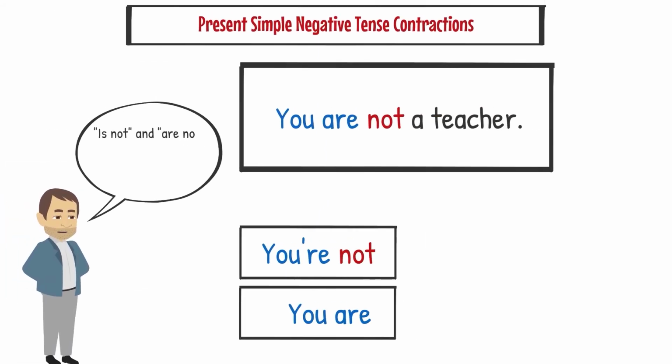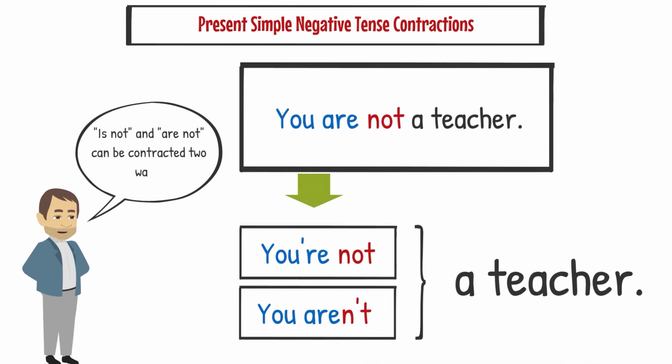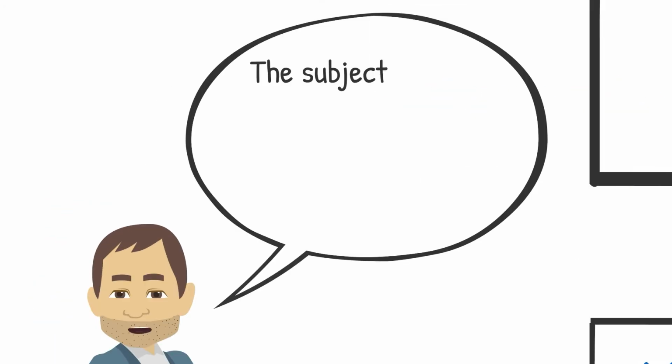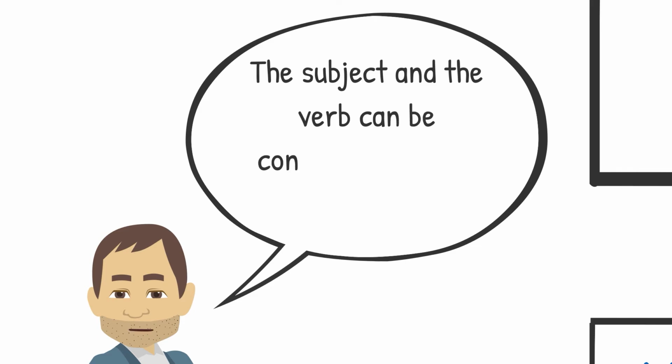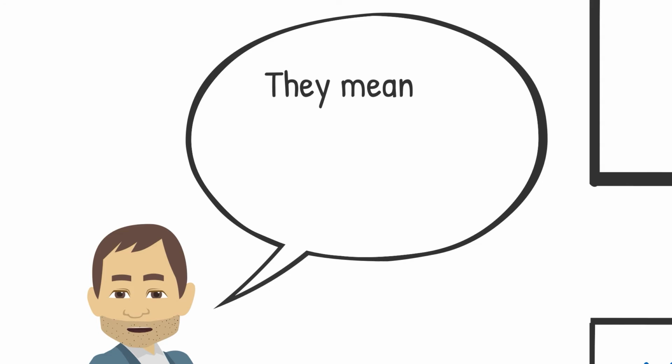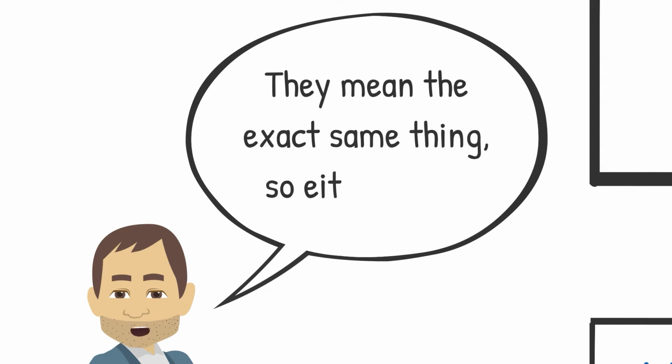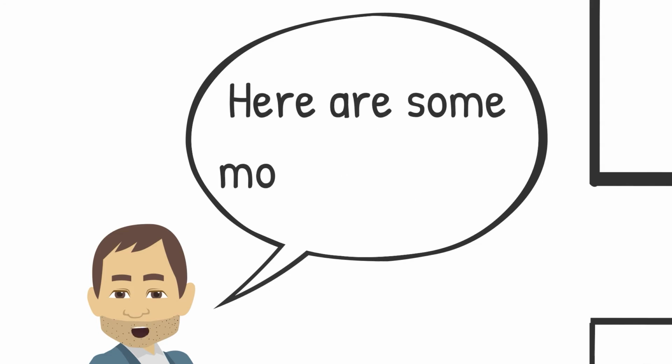Is not and are not can be contracted two ways. The subject and the verb can be contracted, or the verb and not. They mean the exact same thing, so either is okay. Here are some more examples.